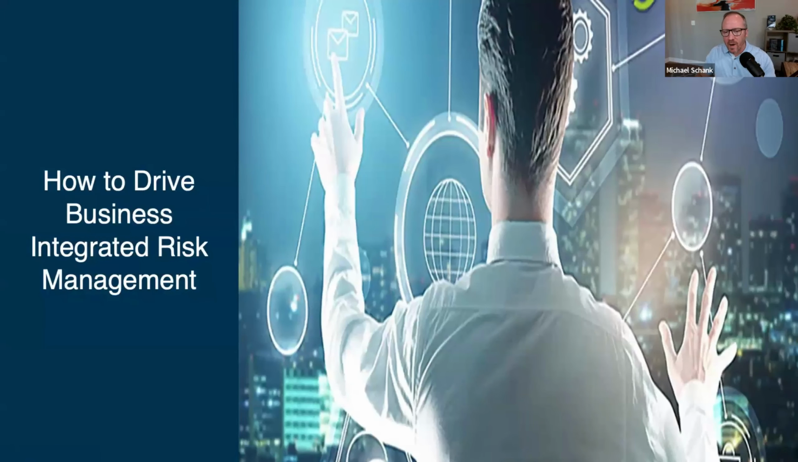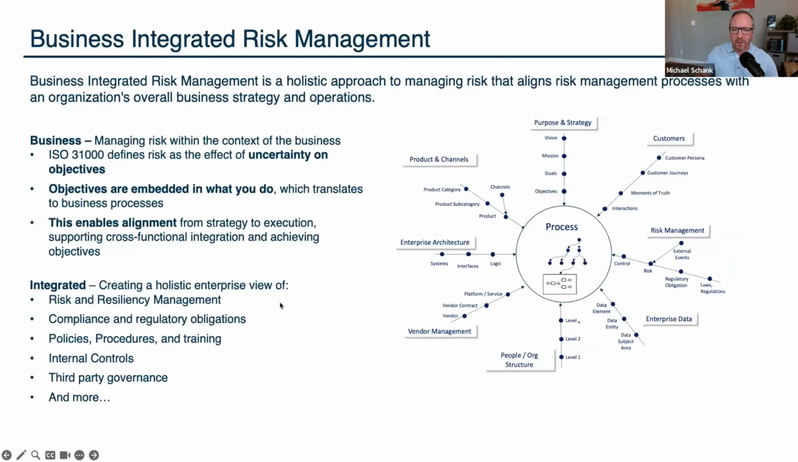Okay, so how to drive business integrated risk management. I define business integrated risk management as a holistic approach to managing risk that aligns risk management processes to the organization's overall business strategy and operations. And I broke it out in two parts.